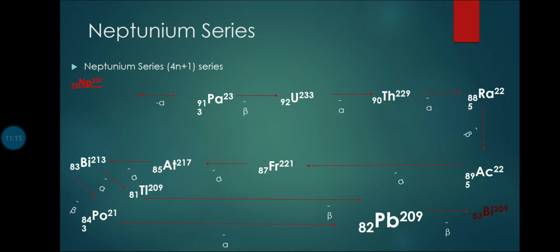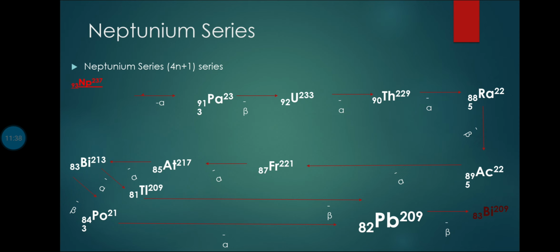The last one is the neptunium series. It is also known as the 4n plus 1 series. It is an artificial radioactive series. Neptunium 237 emits an alpha particle. By emitting an alpha particle, actinium is formed. By emitting a beta particle, uranium 233 is formed.